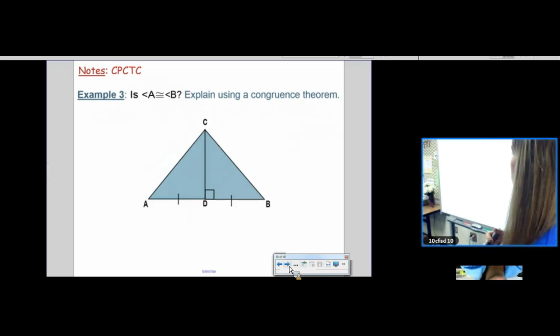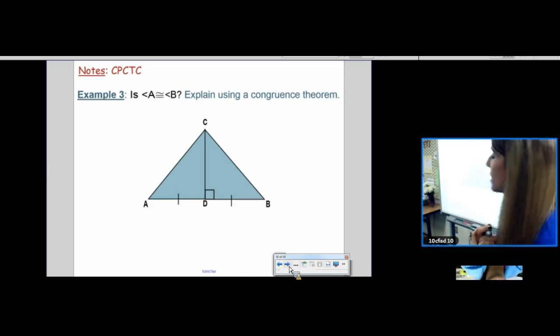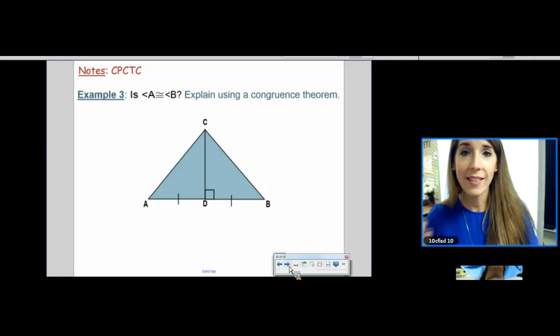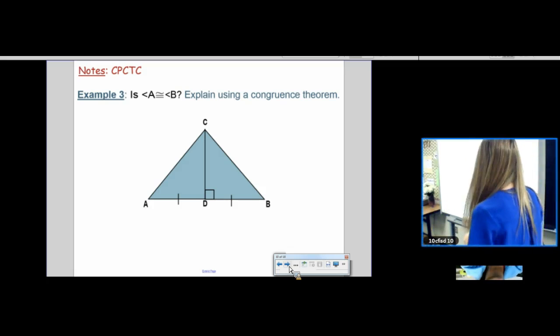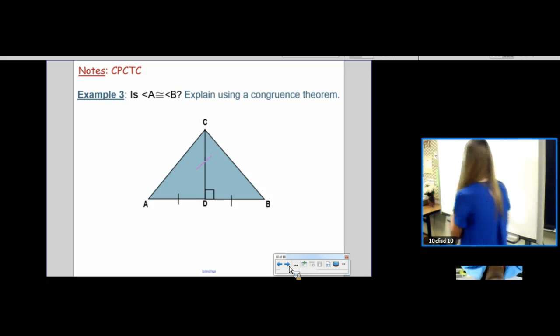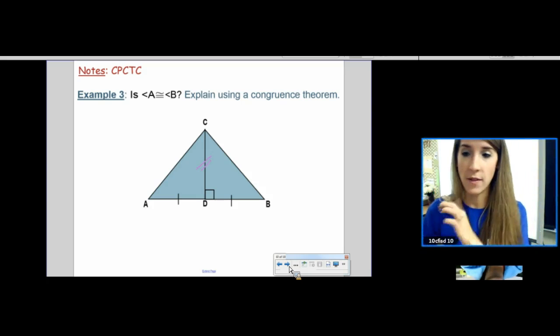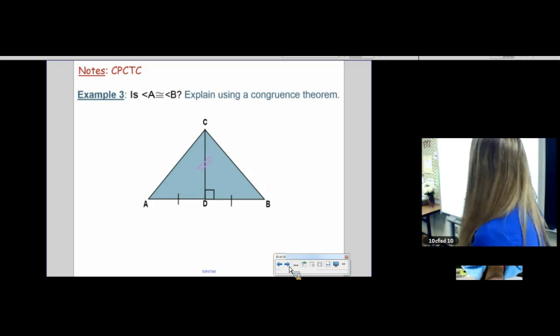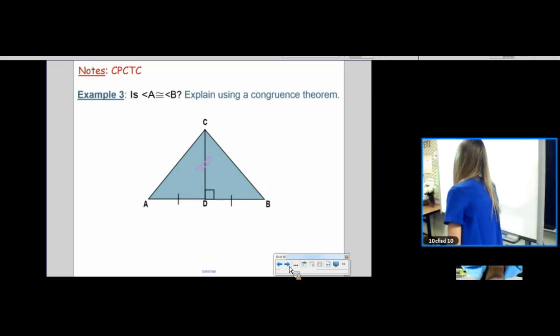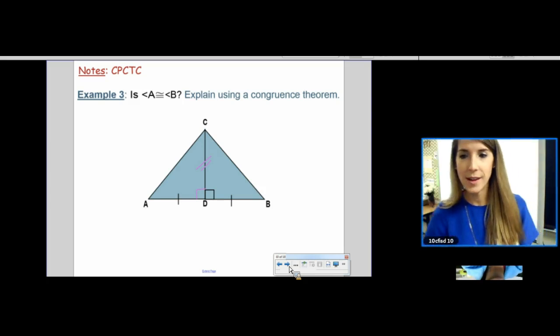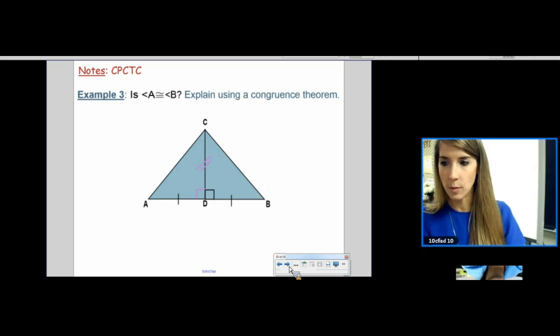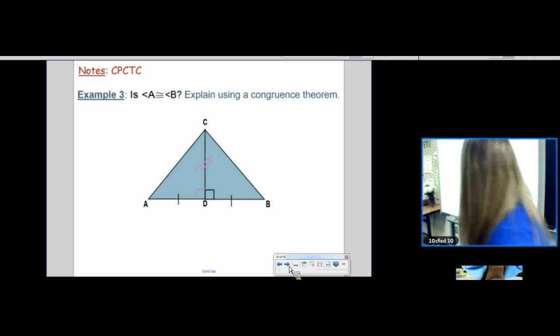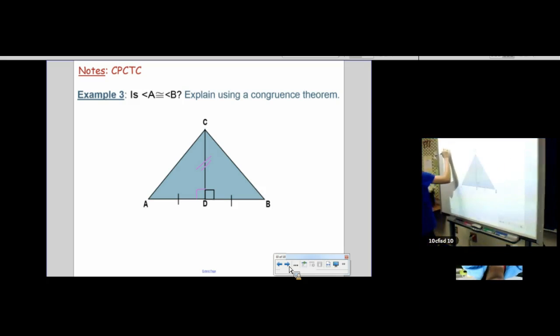Okay, let's try another one. Is angle A congruent to angle B? We don't know yet. Let's investigate. We are the investigators. I'm going to add tick marks because of the reflexive property of equality. Then I notice I can also add a right angle, because we know that a straight angle has 180 degrees, linear pair.